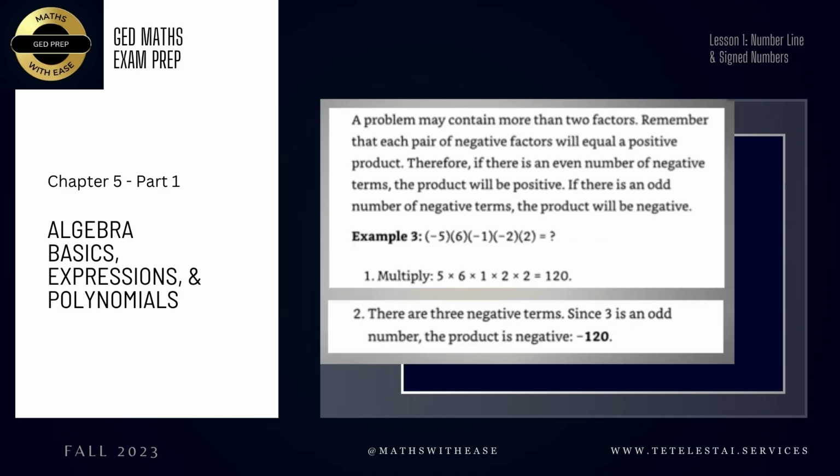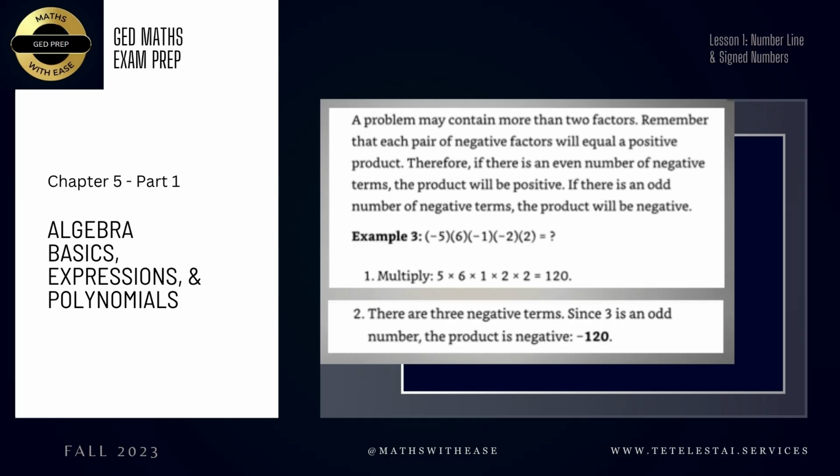A problem may contain more than 2 factors. So remember that each pair of negative factors will equal a positive product. If there is an even number of negative terms, the product will be positive. And if there's an odd number of negative terms, the product will be negative, okay? An easy way to remember this is if something is odd, we usually consider it negative.